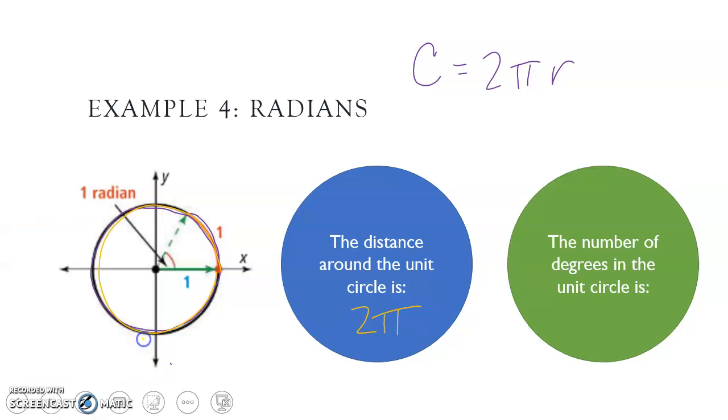If I go all the way around the unit circle, that's 360 degrees. So if I want to convert back and forth between radians and degrees, I use that relationship. For example, I know that if I go halfway around the unit circle, that would be 180 degrees. And if I go halfway around the unit circle, that would be pi radians. So I know that 180 degrees is pi radians, and I can use that to convert back and forth for other degree measures.